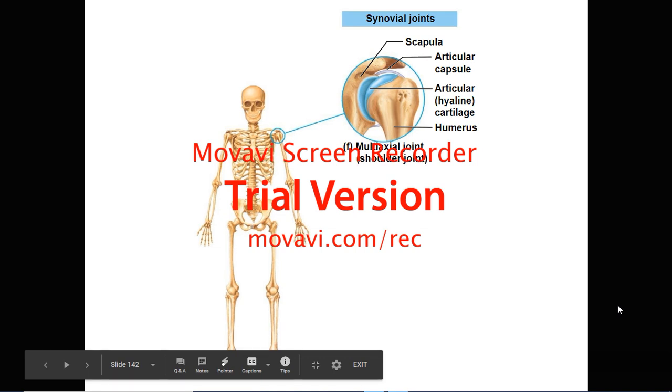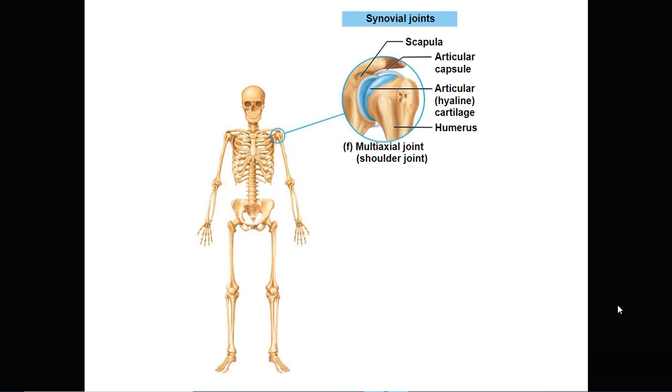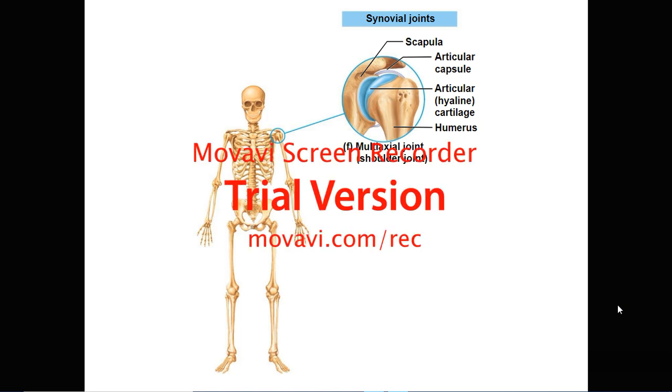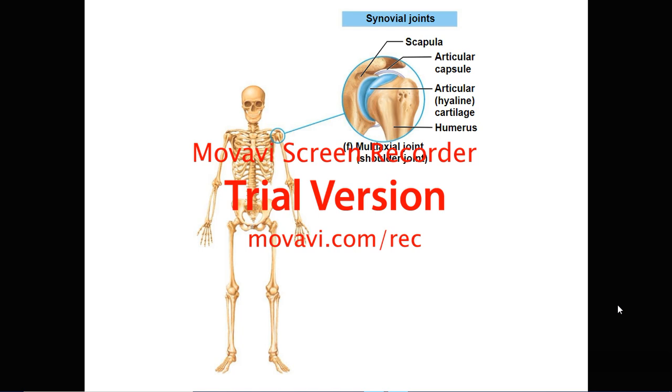These next few slides show the location of some synovial joints. This one is showing the ball and socket shoulder joint, and you can see that it is a multi-axial joint. We're going to talk about this in more detail, but you do need to know the difference between multi-axial, non-axial, biaxial, and uniaxial. Multi-axial just means that it can move in all three planes. So your ball and socket joint can move in all three planes.